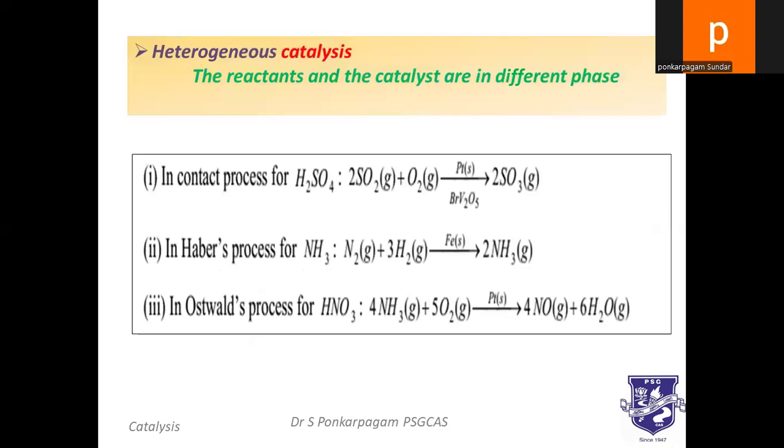And another one is heterogeneous catalysis. Here the reactants and the catalyst are in different phases.